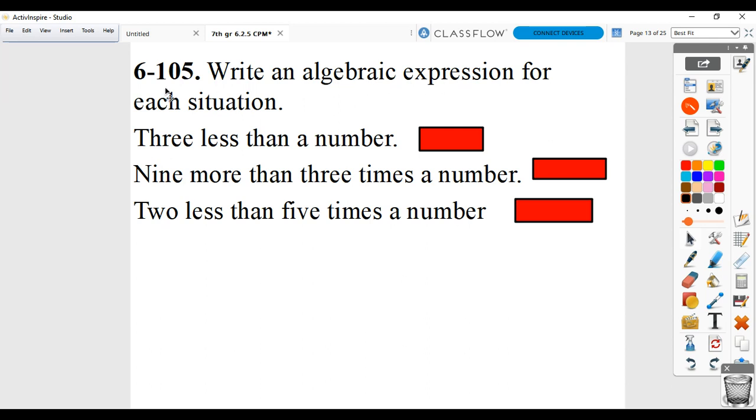To write an algebraic expression for the situation, 3 less than a number. Whenever you see the phrase a number, that's your variable. So x, or whatever variable you choose. 3 less than means subtract 3 from that, so x minus 3.